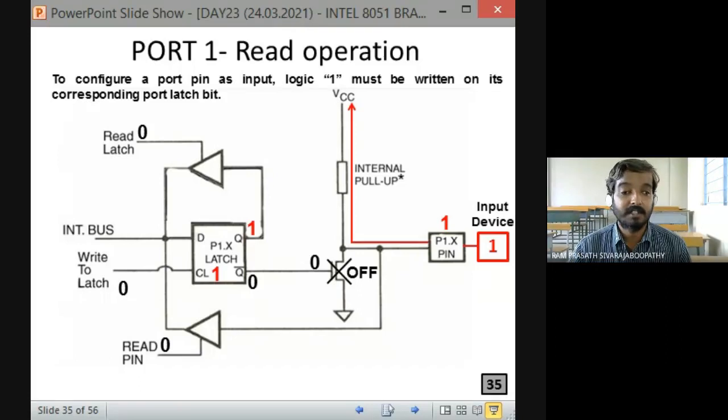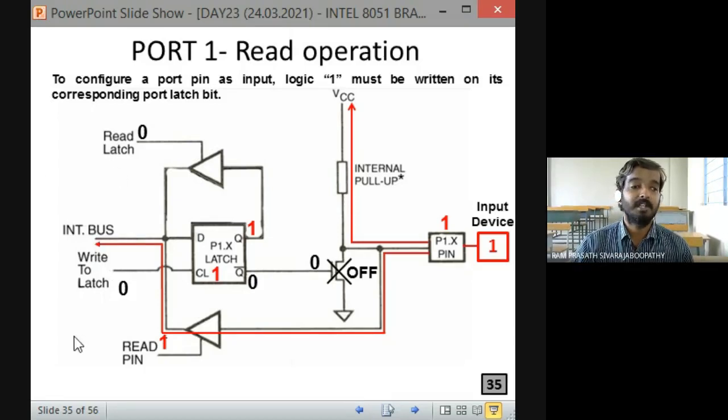Out of the 3 signals, the read pin signal will go 1. When the signal is enabled, what will happen? The input to this buffer is directly connected to the pin. Whatever logic is at the pin is the input. Correct? Fine. So that is going to be available at the internal bus. So what about the logic available in the internal bus at this moment?